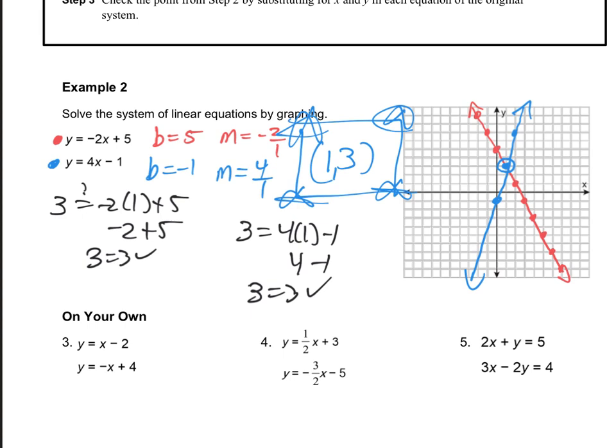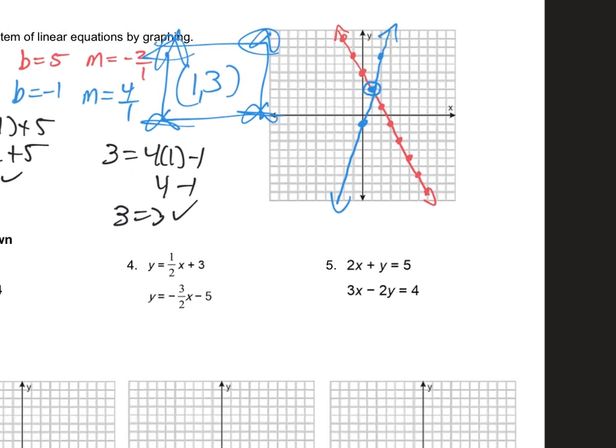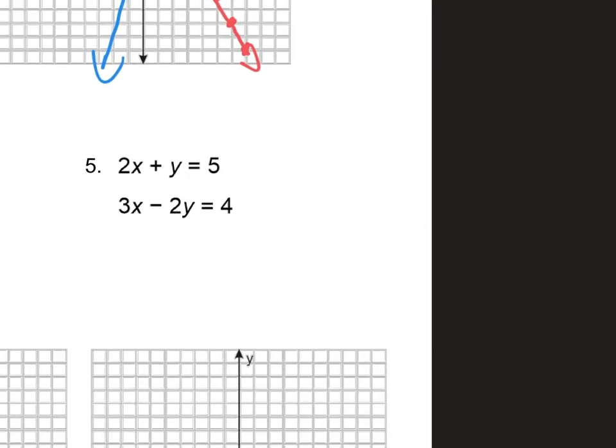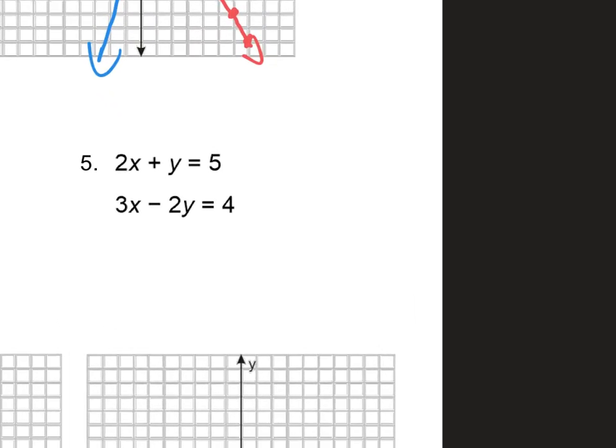Let's go ahead and skip down to the On Your Own number 5. Let's start this one together. First thing is we need this in slope-intercept form. So this first equation, if we look at it here, should be written as y equals -2x plus 5. What I did is I just subtracted 2x from both sides.